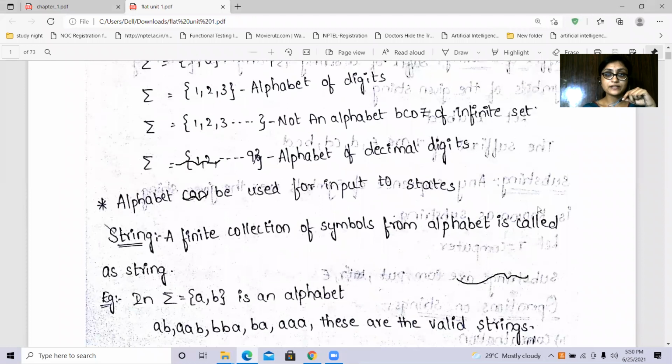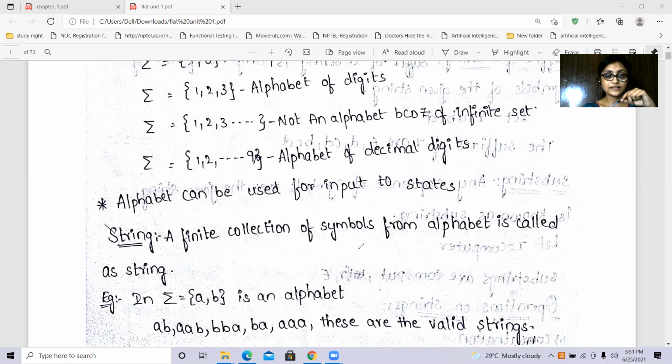And next to the alphabets, if we go to the next part, we have to know about the string. What a string is. A finite collection of symbols from an alphabet is called a string, where sigma equal to {a, b} is an alphabet. We will consider the various symbols from that particular alphabet and create valid strings like this: ab, aab, bba, ba, aaa.